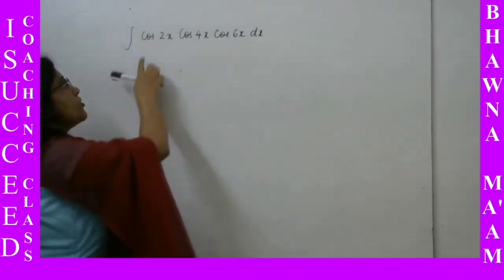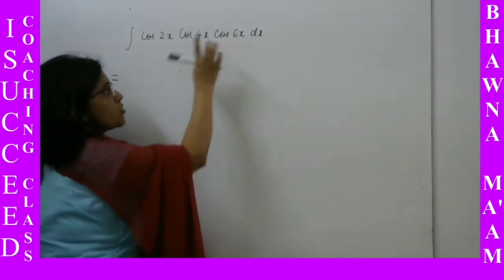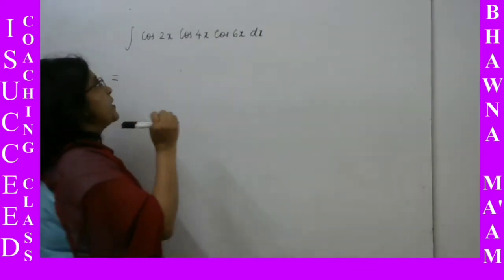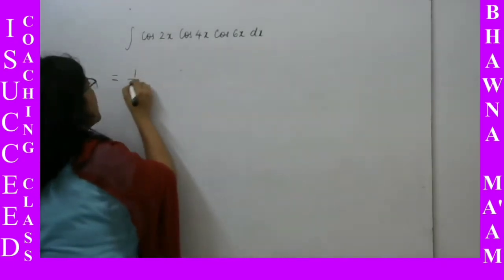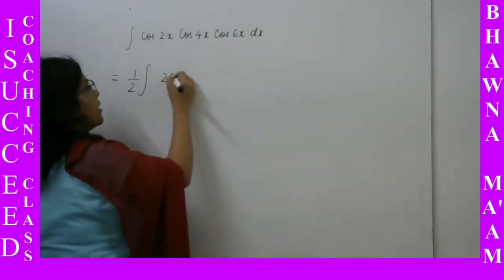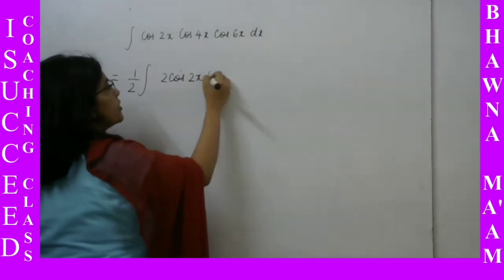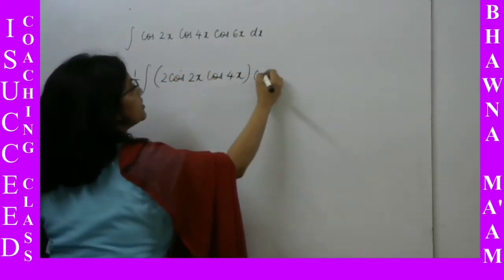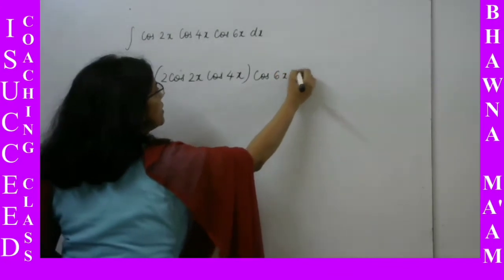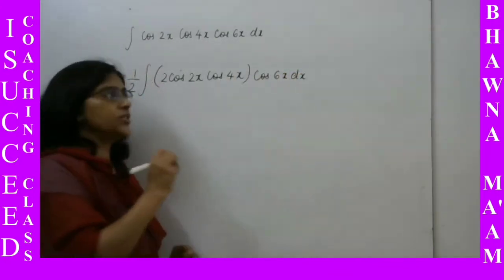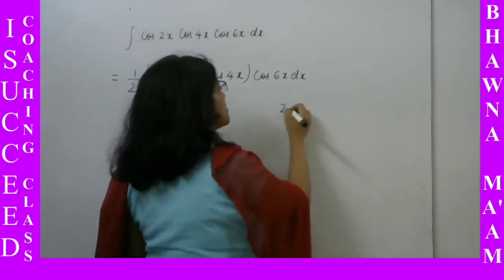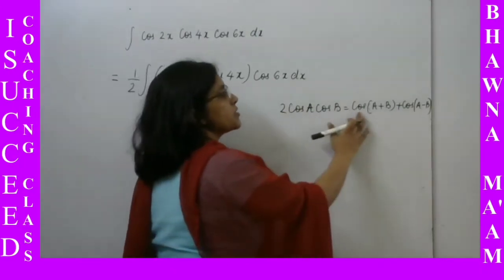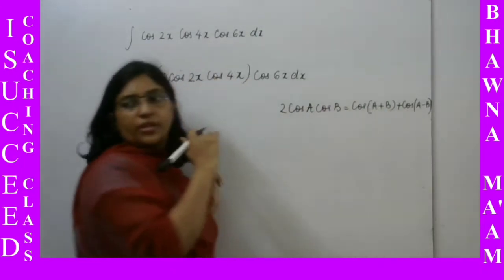So integration of cos 2x, cos 4x, cos 6x we have to find here. So once again we will divide by 2 and multiply by 2. At a time we can apply the formula only for two functions. So we will take this together and leave cos 6x for the time being over there. Now the formula is 2 cos A cos B is cos(A plus B) plus cos(A minus B).